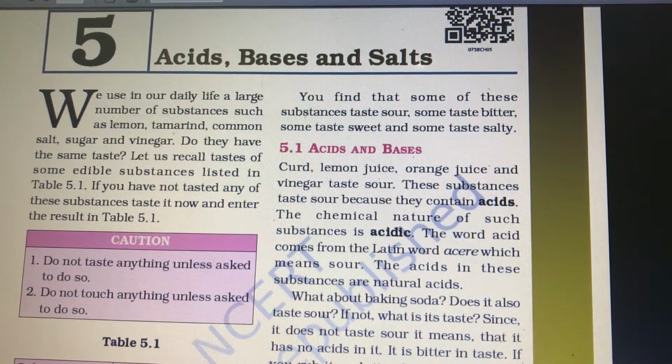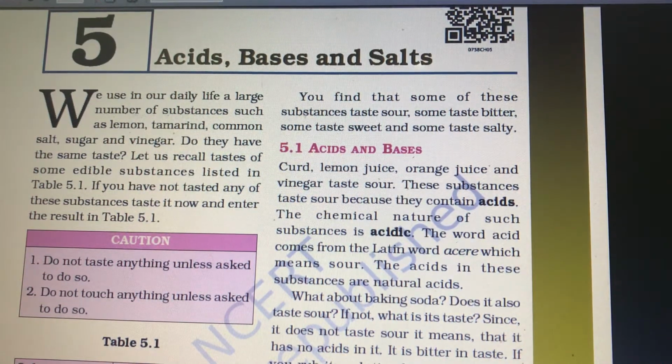But before starting this chapter, I would like to tell you that tasting is not the proper way to tell in a chemistry lab whether something is an acid, base or salt, because that may be harmful or corrosive. Now let's start with our topic, that is acids, bases and salts.